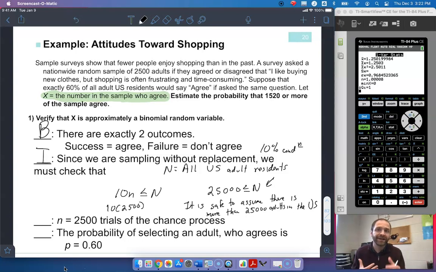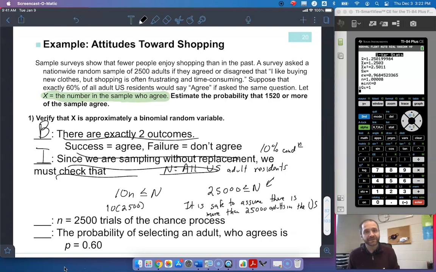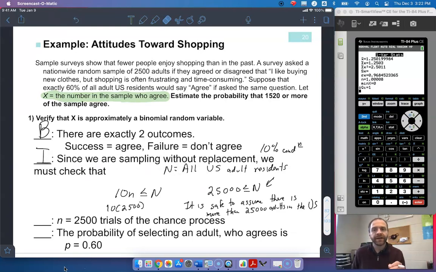And that's when you look at our writing. You would be writing all of this down on a free response problem. That's your job. We're trying to show you the right way to word it. So since we're sampling without replacement, I'm going to state that. I better check my 10% condition. Good news. It's safe to assume there's more than 25,000 U.S. adults. Therefore, I can ignore the fact that it's not independent and I can continue on with this situation.